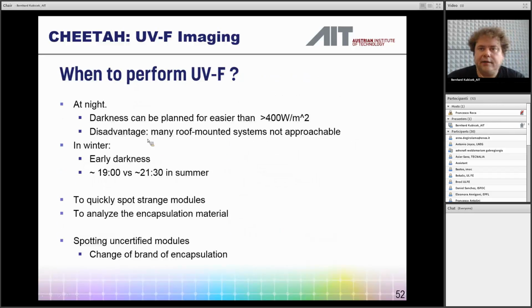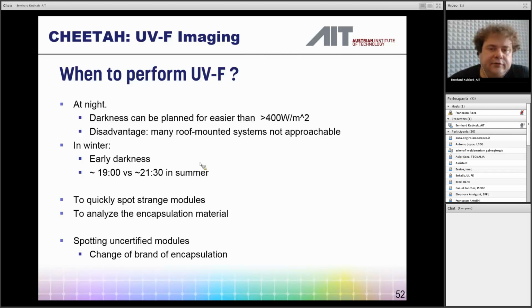As I said, darkness is easier to plan than brightness and no clouds, which makes UV fluorescence quite feasible in wintertime, because it gets dark quite early, so you have long nights. You can just walk around, while thermography, for example, would be rather feasible in summer. In winter, you might have fog, you might have low air radiation. So thermography, I would say, for summer, and UV fluorescence might be rather for winter.